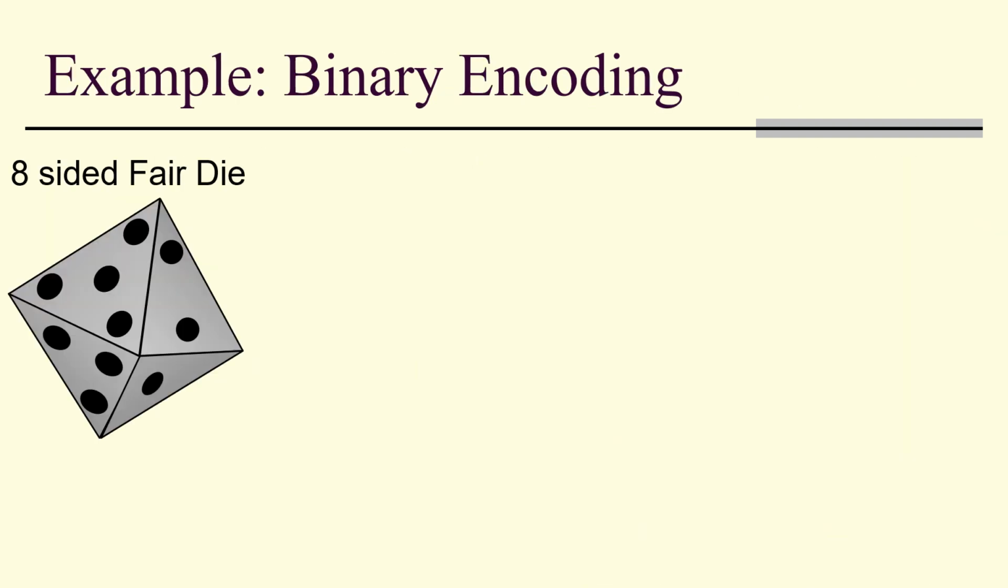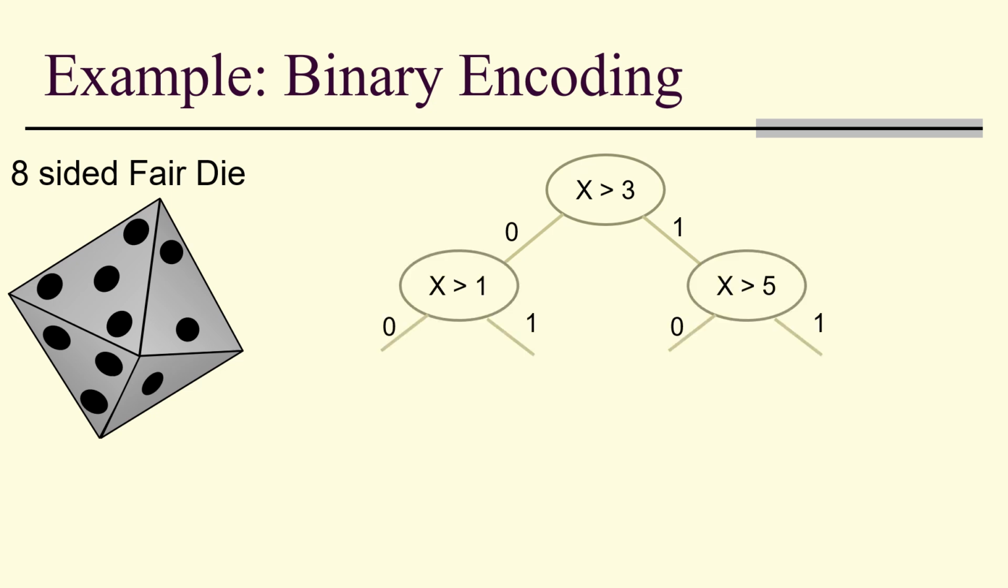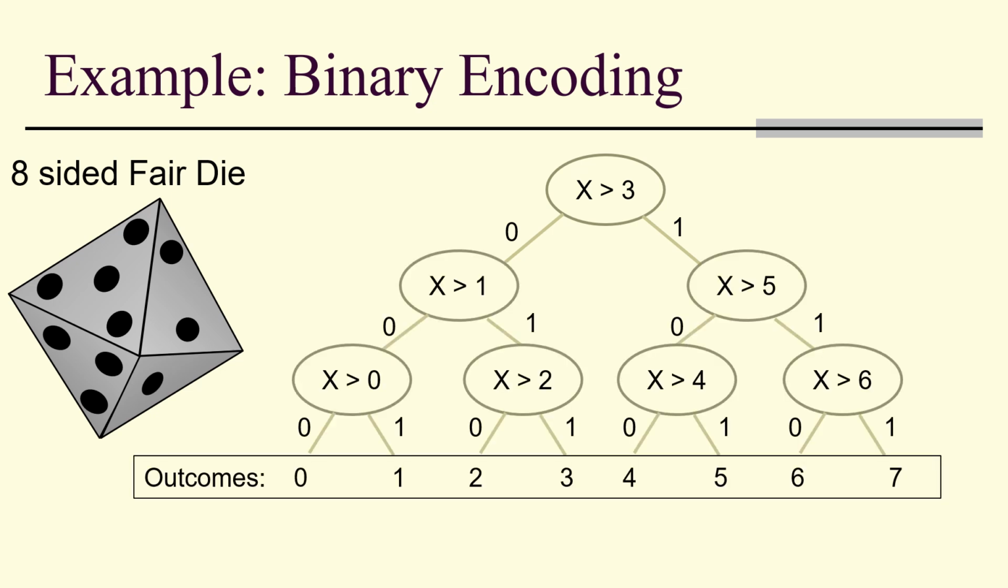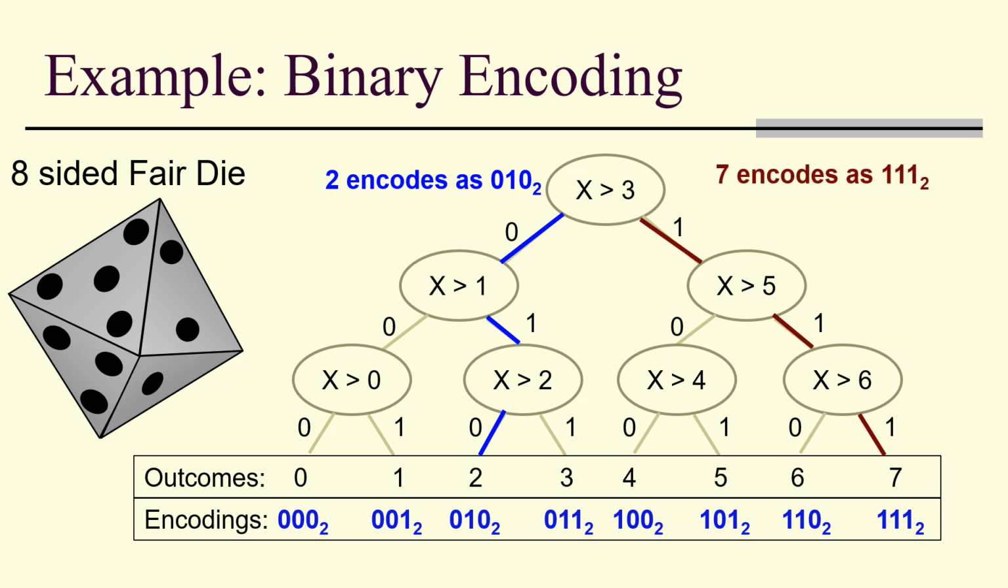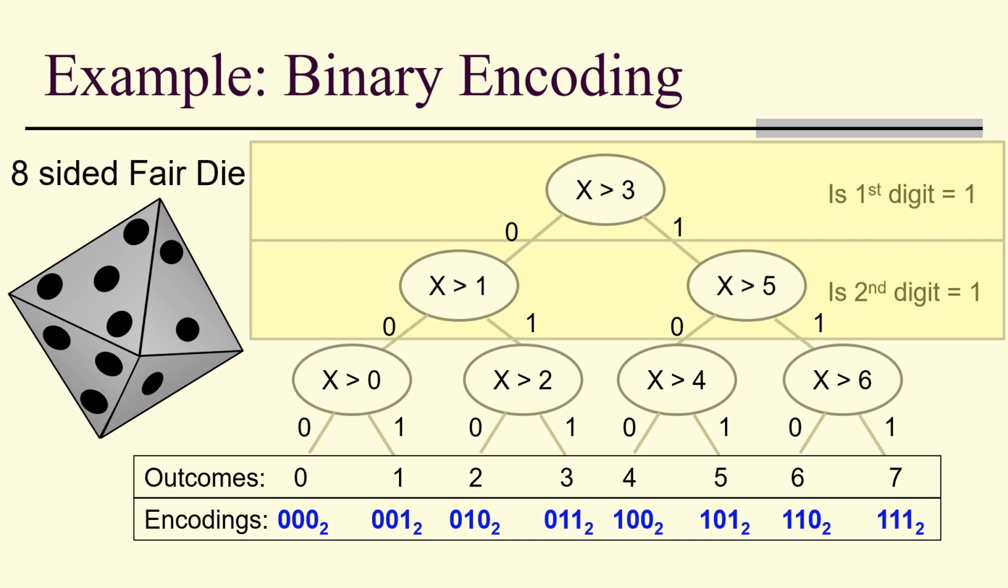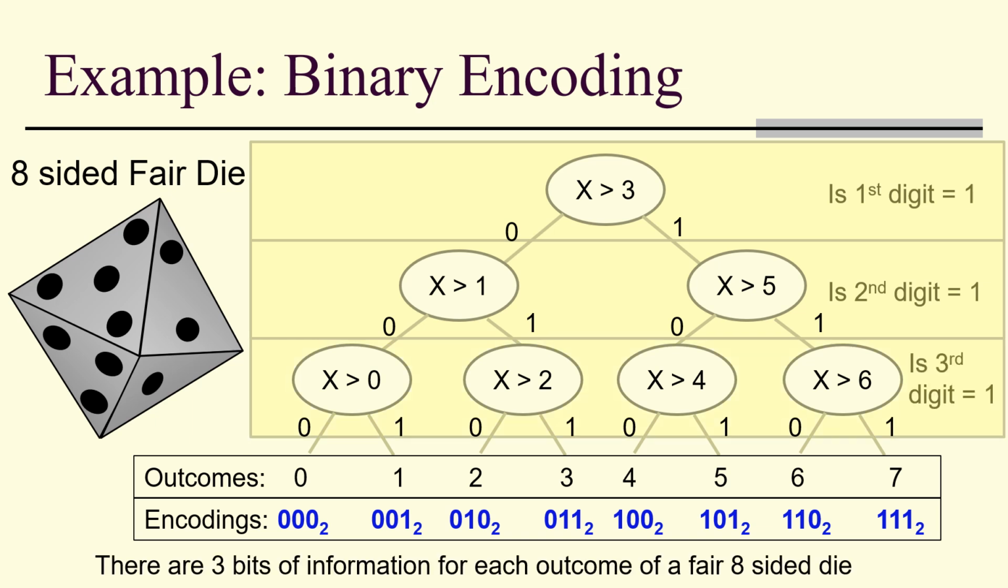For example, binary encoding. If we've got an 8-sided fair die, then here's my first decision, my second decision, my third decision, and those 3 decisions lead to my 8 possible outcomes, 0 to 7. And those can be encoded as binary strings, as you see here. 2 encodes as 0, 1, 0, base 2. 7 encodes as 1, 1, 1, base 2. There are 3 decisions. Is first digit 1, is second digit 1, is third digit equal to 1? And therefore there are 3 bits of information for each outcome of an 8-sided fair die.